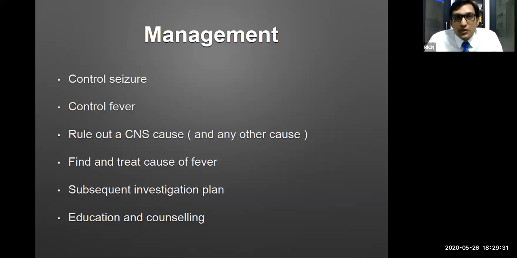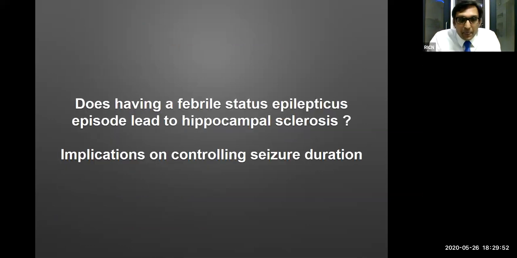We need to make a subsequent investigation plan, so that includes investigations, admission, what happens next, does the child have seizures again, and most importantly, education and counseling of our parents appropriately, so that they don't get worried about these seizures, and explain to them why they are different from epilepsy. So I'll start one by one.